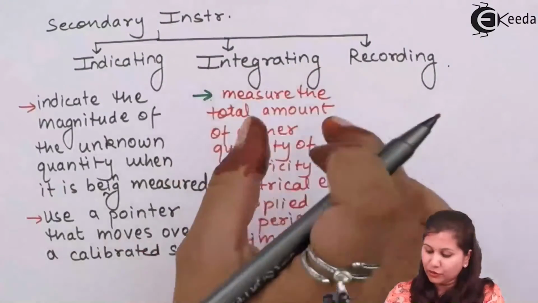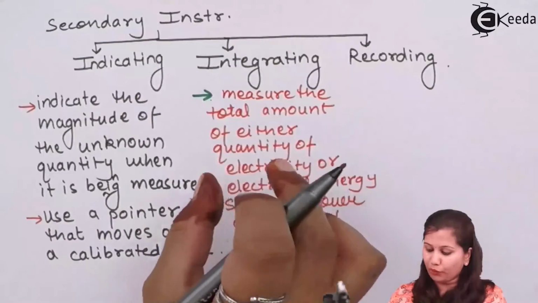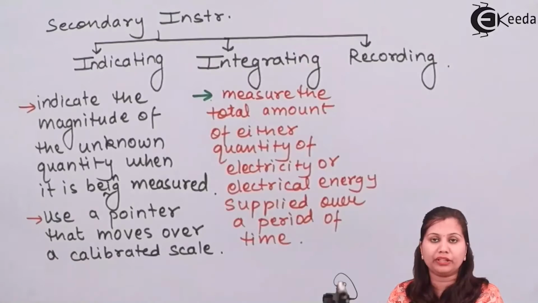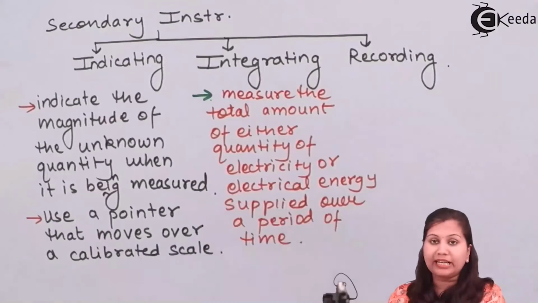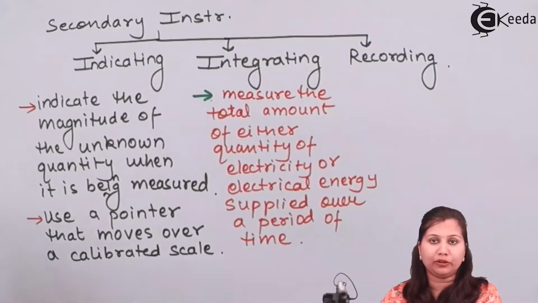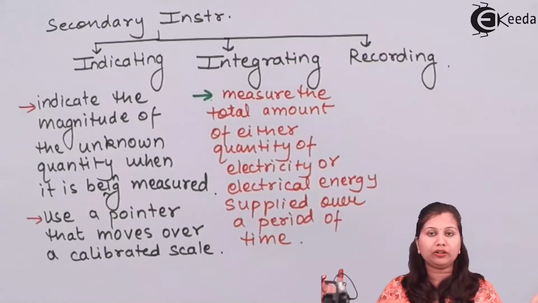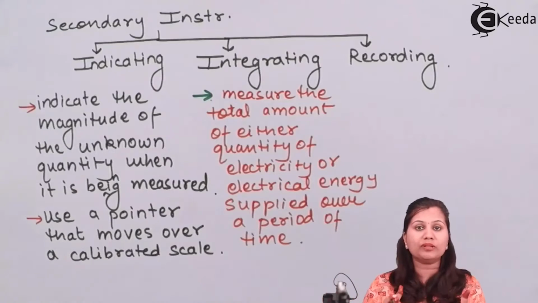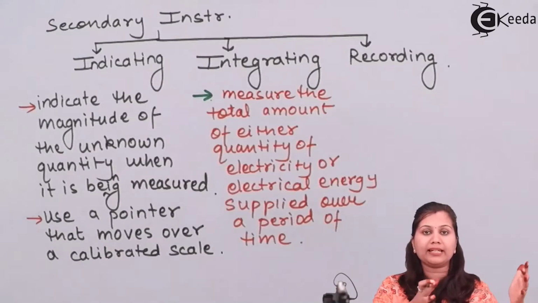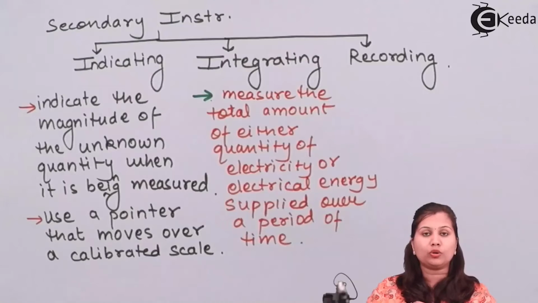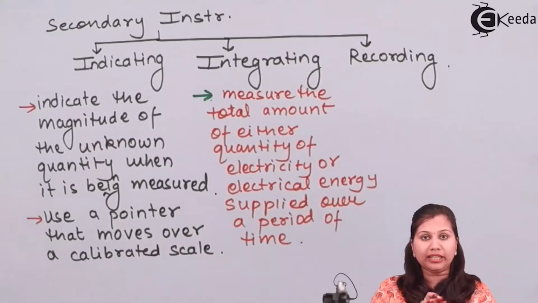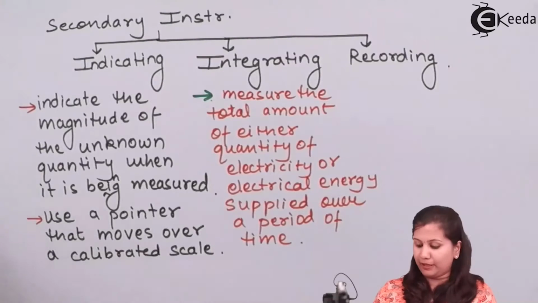So integrating instruments measure the total amount of either the quantity of electricity provided over a period of time, or the amount of electrical energy supplied over a period of time. Over a period of time, like 1 hour or 2 hours, we are measuring how much electricity is supplied to the instrument. So we are calculating the total amount here. We are integrating the total amount, or the total area under the curve, when we are measuring.